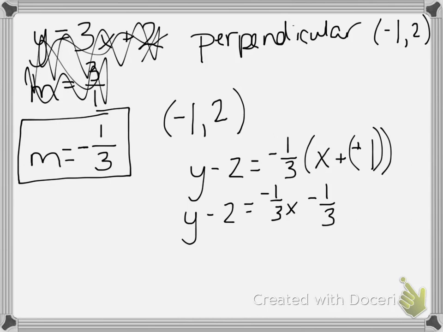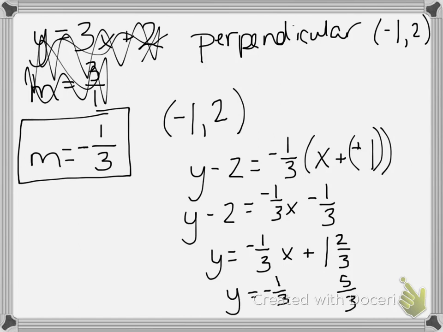Negative 1/3 times a positive 1 is a negative 1/3. Then I add 2 to both sides. So y equals negative 1/3 x, a negative 1/3 plus 2 is going to give me a positive 1 2/3, which is kind of messy looking, so let's convert it to an improper fraction. 3 times 1 is 3, 3 plus 2 is 5. So my answer is y equals negative 1/3 x plus 5/3.